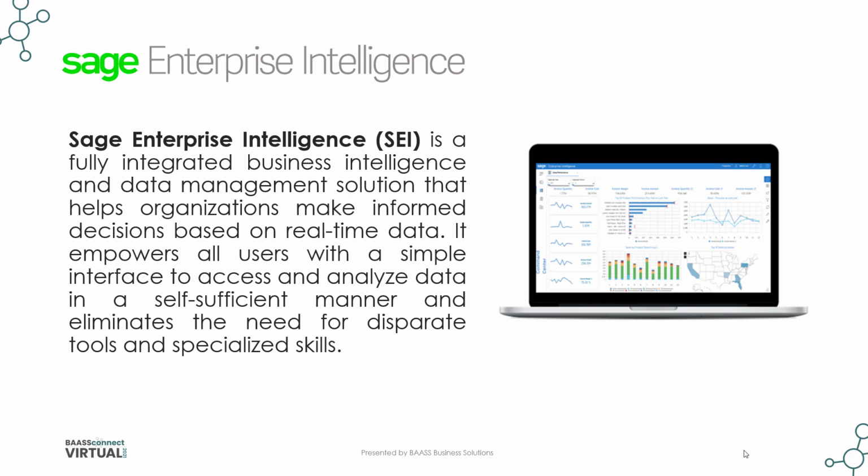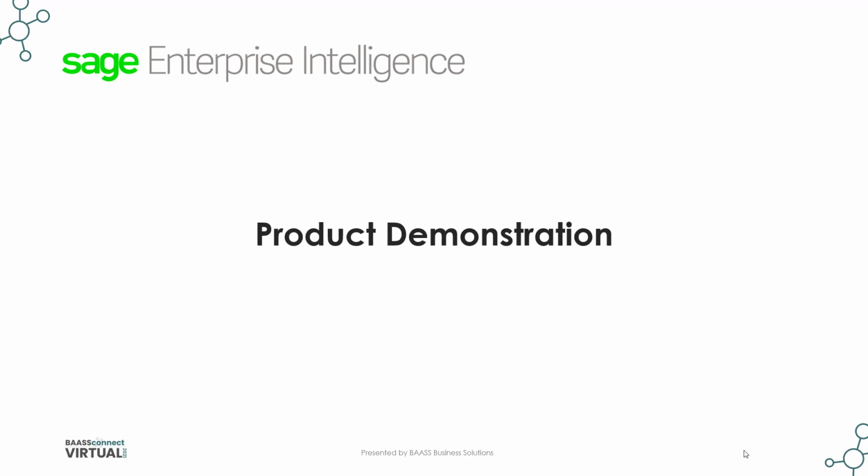So first of all, let us understand what is Sage Enterprise Intelligence. Sage Enterprise Intelligence, or in short, SEI, is a fully integrated business intelligence and data management solution that is offered on multiple platforms, which helps organizations make informed decisions based on the real-time data. With its simple interface, users can access and analyze data in a self-sufficient manner, thereby eliminating the need for disparate tools and specialized skills. So let us get right into the product demonstration and explore the various features and functionalities and platforms of Sage Enterprise Intelligence.